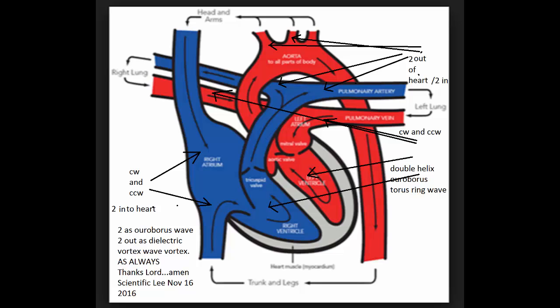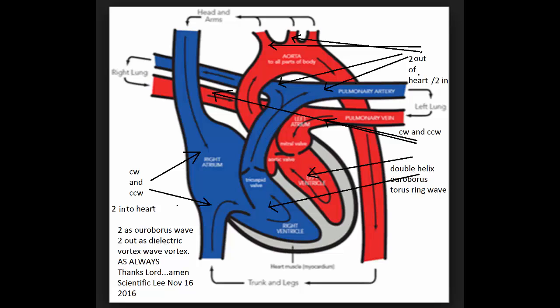So you got your blue and you got your red. Blue comes in as 2, clockwise and counterclockwise, mixes as an Ouroboros in the center there, dual helix Ouroboros torus ring wave, and then goes through the valve and back out, and then splits again into 2. And the red, that comes in as 2, turns into an Ouroboros torus field inside the chamber, out through the valve, and then back into 2 or 3 or 4.